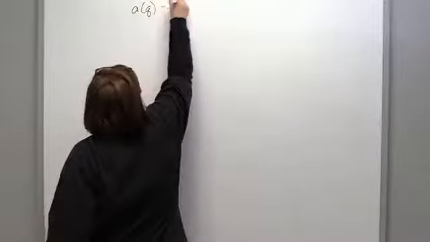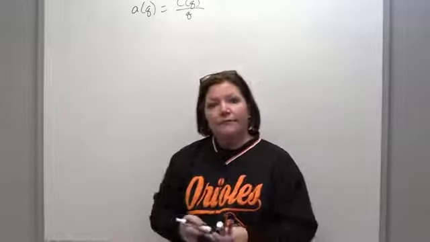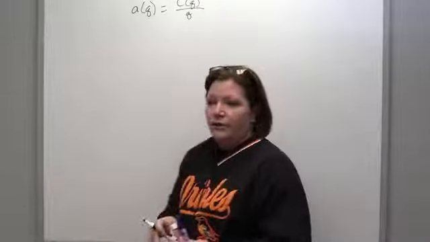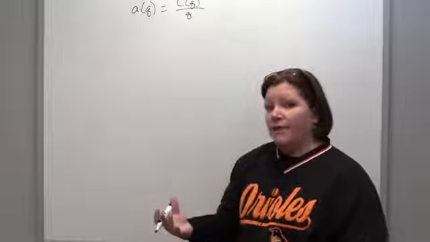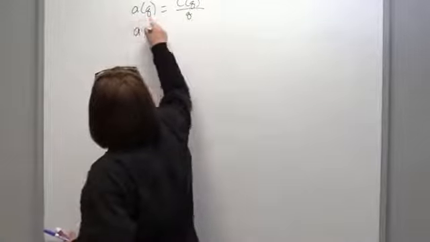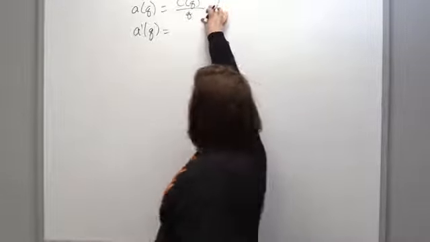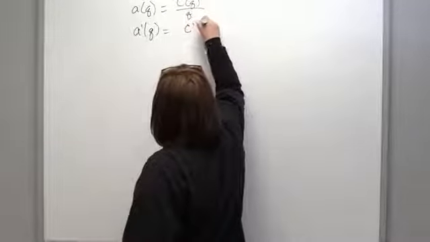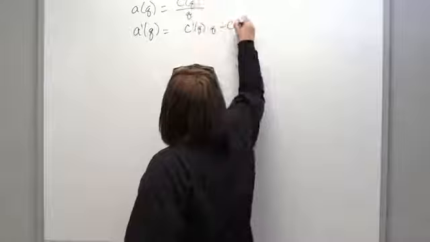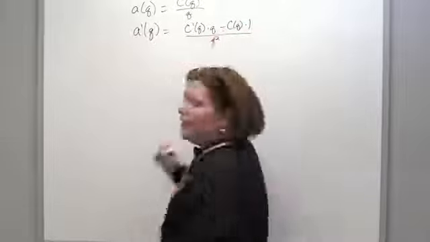Average cost is total cost divided by how many we're producing, Q, our quantity. And if we want to look at, for instance, a minimum of average cost, we want to minimize average cost, we would want to find the derivative. Using the quotient rule on this formula, we would get derivative of top times the bottom minus the top times the derivative of the bottom, all over the bottom squared.